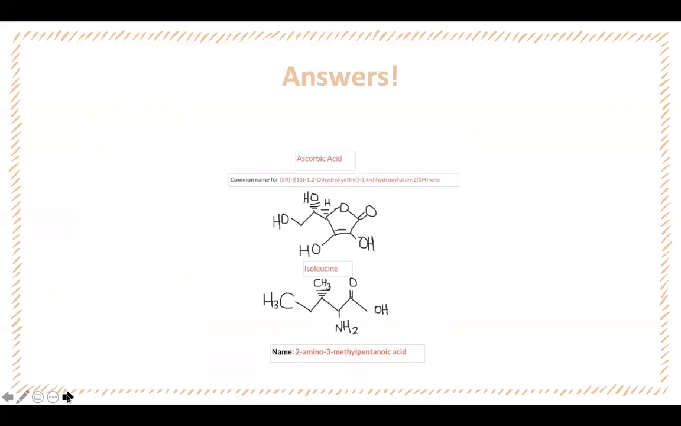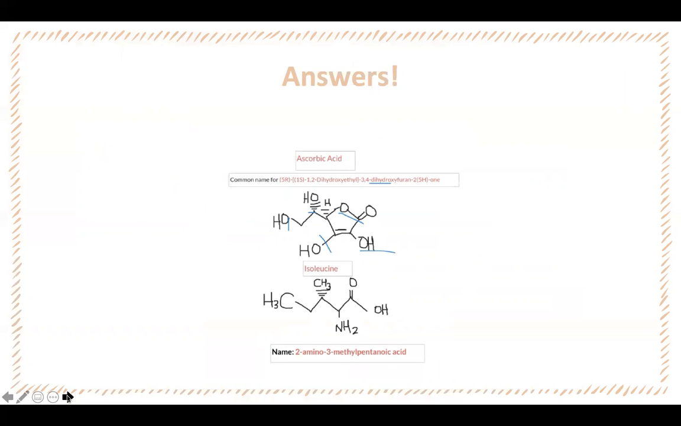On the top, we see how to draw ascorbic acid. We see our ethyl over here, and then we see dihydroxy over here, and then we see our other dihydroxy over here. This is how you draw ascorbic acid. On the bottom, we can see how to name isoleucine.